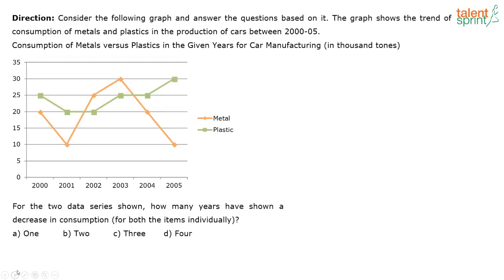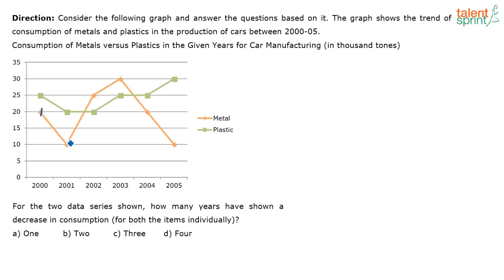Next one. For the two data series shown, how many years have shown a decrease in consumption for both the items individually? See, for the two data series that is given, how many years have shown a decrease in consumption for both the items individually? So what are they saying? When you consider both the items compared to the previous year, there should be a decrease. So how many years has that happened?